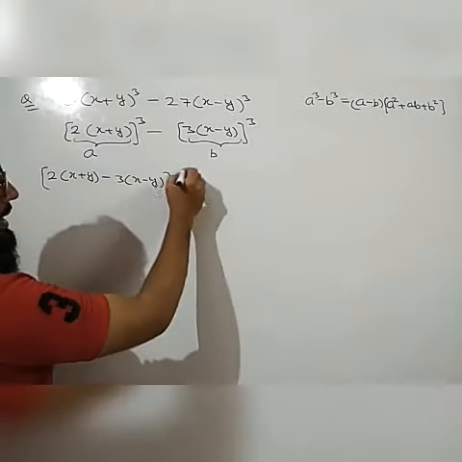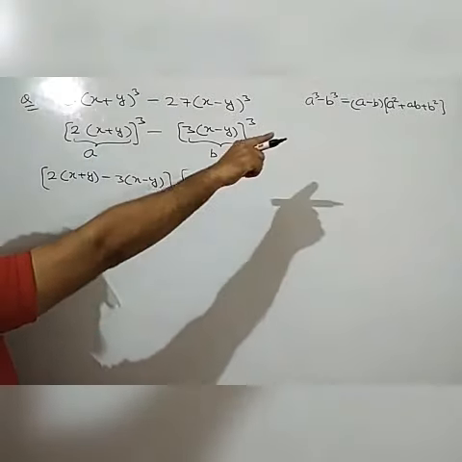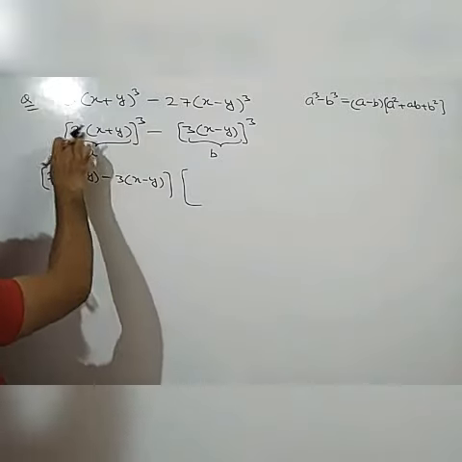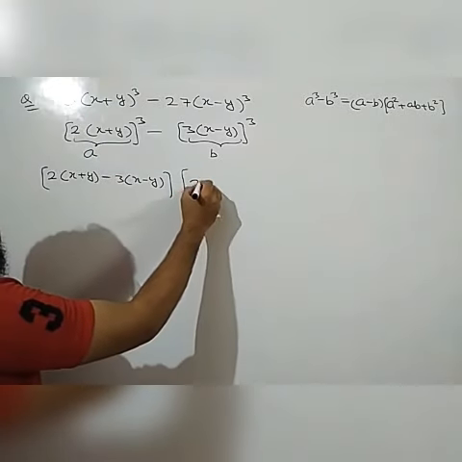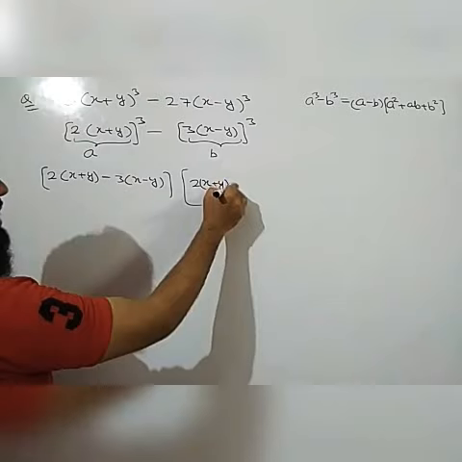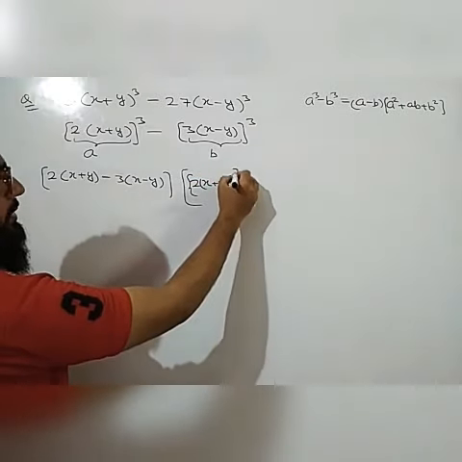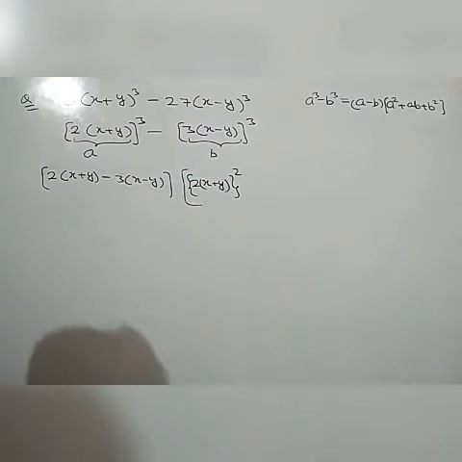Now in the second bracket, what is the first term? It is A square. What is the value of A? This is A. So we can write it as 2x plus y in bracket and its whole square. Okay, it is A square.